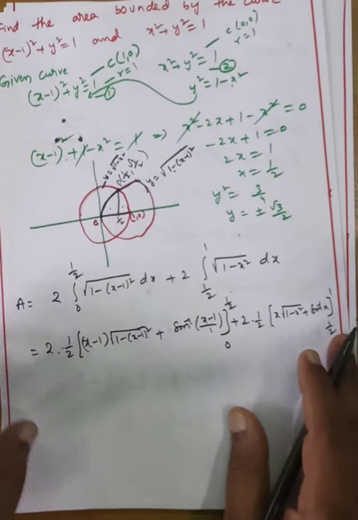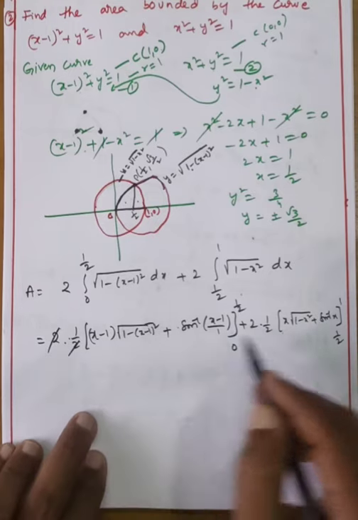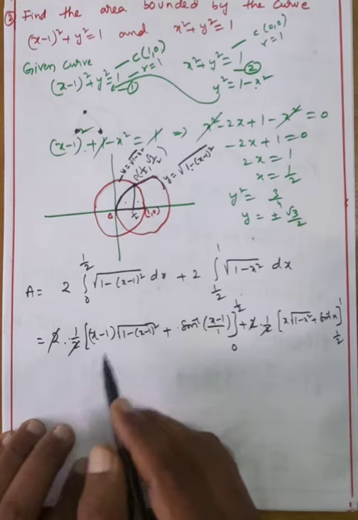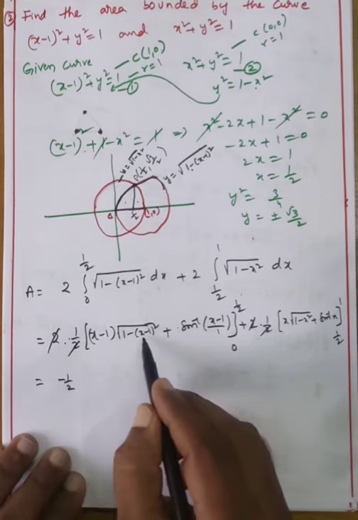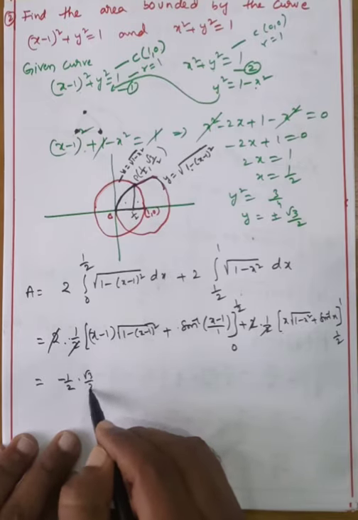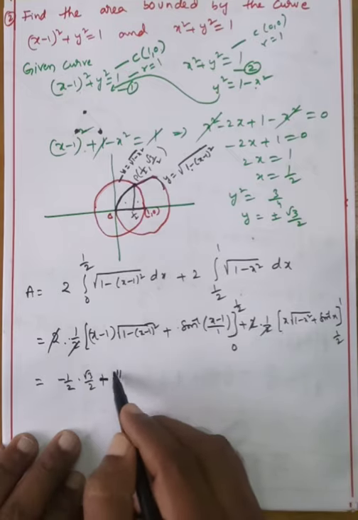Carefully you substitute, my dear friends, carefully. Here 2 cancels, here 2 cancels. Upper limit is 1 by 2: 1 by 2 minus 1 means minus 1 by 2 into 1 by 2 minus 1 whole square, 1 by 4. 1 minus 1 by 4, root 3 by 4, means root 3 by 2, plus 1 by 2 minus 1 minus sine inverse of minus 1 by 2, means minus pi by 6.